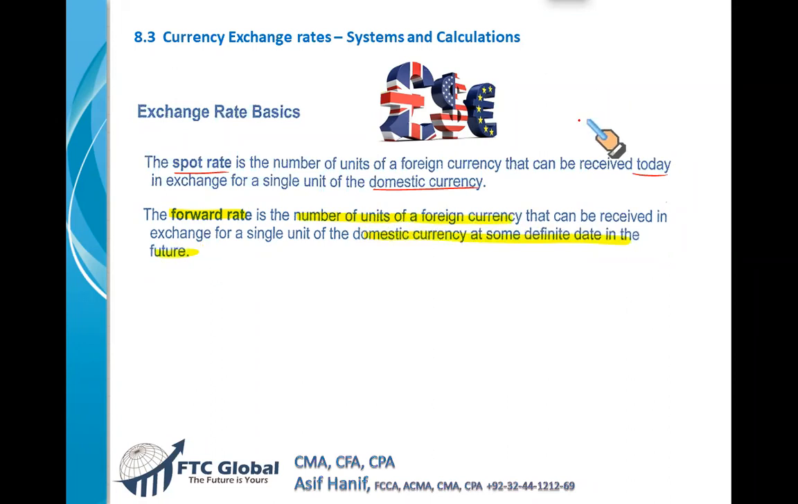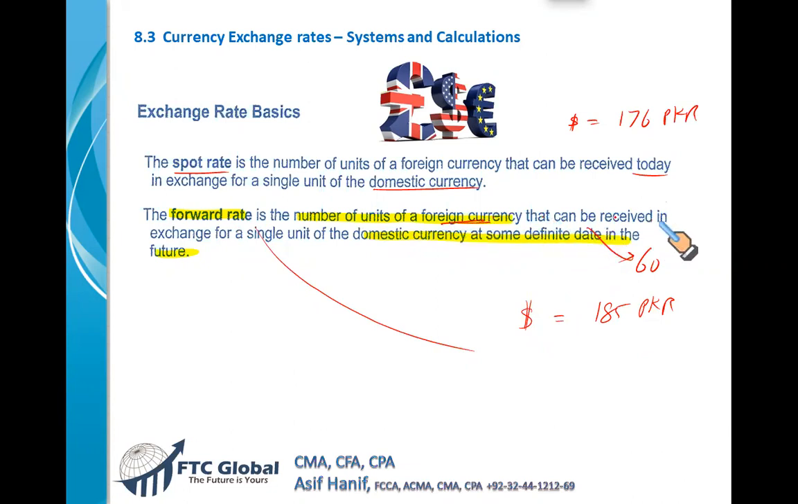Now, let's say this is the rate right now, $1 US is equal to 176 or 175 PKR. Since Pakistani economy is in trouble, we are expecting the dollar to strengthen further, the rupee to slide further. So maybe in 60 days' time, the forward rate quoted by the banks is $1 equal to 185 PKR. Right? So this is called the forward rate. The units of foreign currency, Pakistani rupees, that can be received in exchange for a single unit of domestic currency at some definite date in the future. This is called the forward rate.